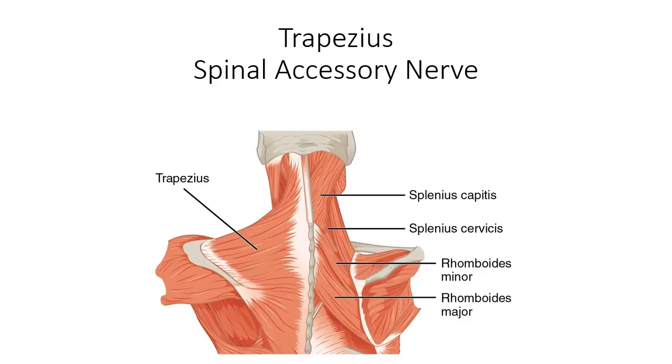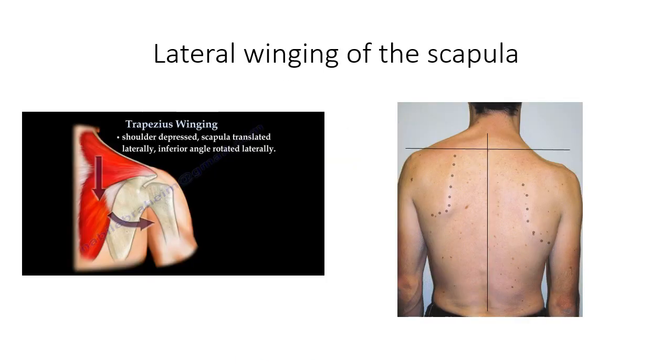Trapezius, which is supplied by the spinal accessory nerve, has a wide origin. Lateral winging of the scapula is due to spinal accessory nerve injury and trapezius dysfunction. The shoulder will be depressed. The scapula is translated laterally, and the inferior angle will rotate laterally.